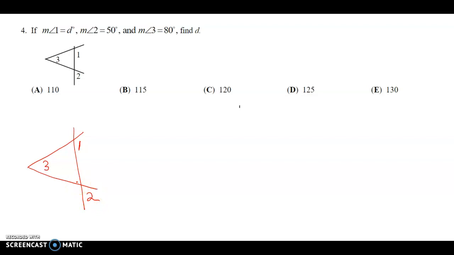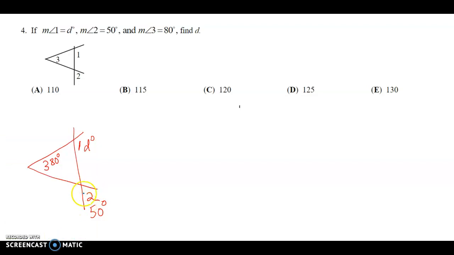I'm going to label D degrees here for angle 1. The measure of angle 2 is 50 degrees, so I'll write that in here. And the measure of angle 3 is 80 degrees. I know the sum of all the angles in our triangle must add up to 180. But let me also write in here what else I know.